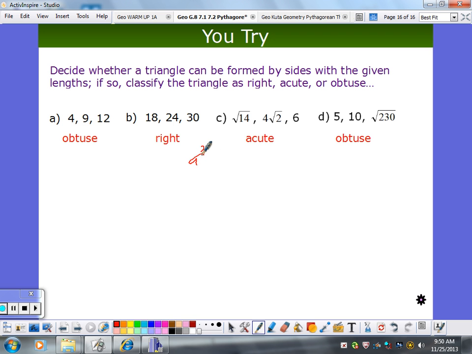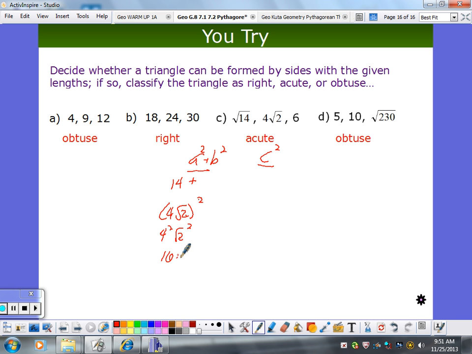So I like making a little a squared plus b squared section, and then I make a little c squared section. What is the square root of 14 times the square root of 14? 14. Right? Square root of 14, by definition, if you multiply it by itself, you get back to 14. What about 4 root 2? How do you square this thing? Do you remember the rule that says if you have a product and you're raising it to a power, it's both those things squared? So what's 4 squared?